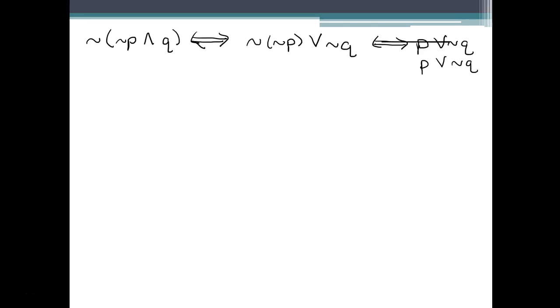What if you have something like P and not Q, and you want to figure out what that's equivalent to? Well, I see an "and" and I'm like, well, De Morgan's laws, not only can I think about it as distributing a negative, but I can also think about it as factoring a negative.